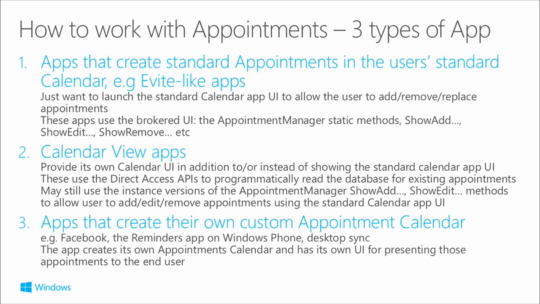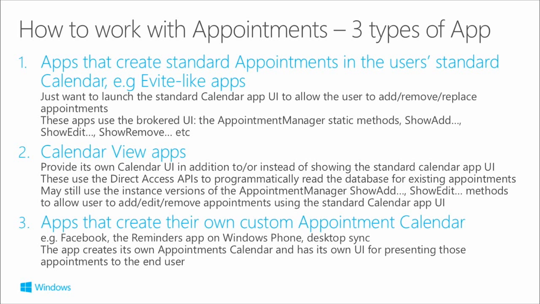Then the second category is calendar view apps. So the first one you just need the brokered UI. The second one, calendar view apps, is where you might show some of the standard calendar app UI, but you want to provide some of your own calendar UI as well. So you want to programmatically get back appointment details, and then you might put them up in your own UI for whatever reason. And these will use the direct access APIs to programmatically get appointment details back. And then you can still use the instance versions of the show add, show edit, all those show APIs that were in the brokered UI. You can still call them down here in order to pull up the standard UI to work with those appointments.